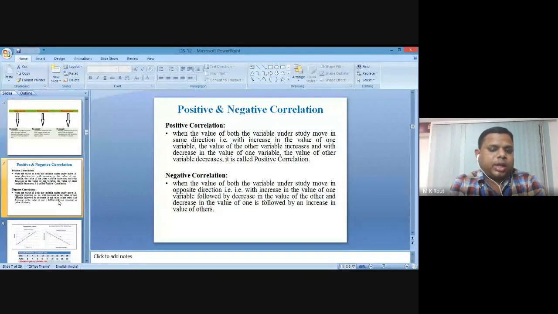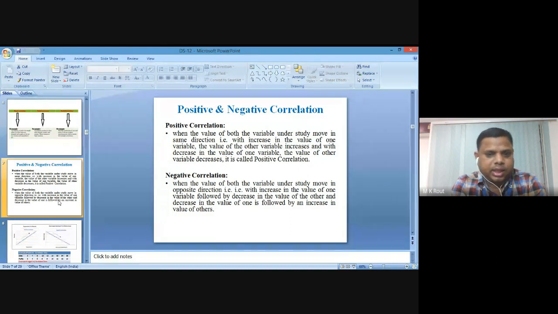Then moving to the next one, that is known as negative correlation. In case of negative correlation, when the values of both variables under study move in opposite directions, with the increase in value of one variable, the other variable decreases. Similarly, if one variable decreases, it is followed by the other one increasing.